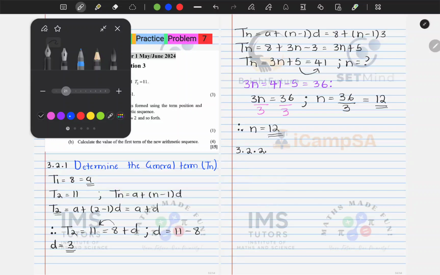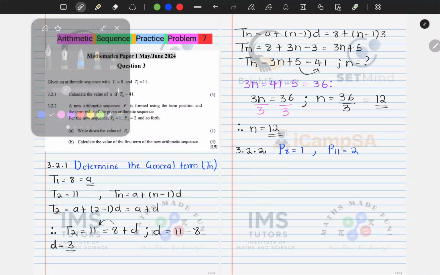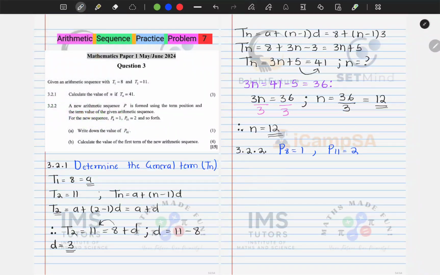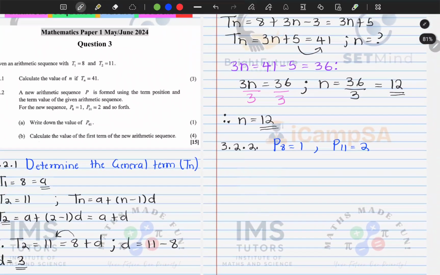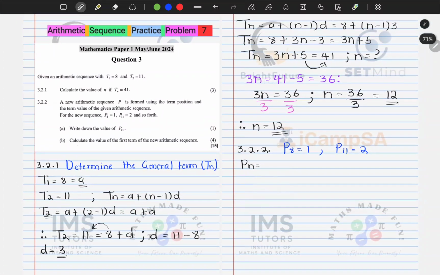So what we are given in this new series is that we'll have a term, call it P8, which will be 1, and we'll also have another term, call it P11, which will be 2. And now what we need to figure out is the question, which is to write down the value of P41. And how we are going to do this is by quickly starting by figuring out what this series is going to be, or what the general term is going to be.